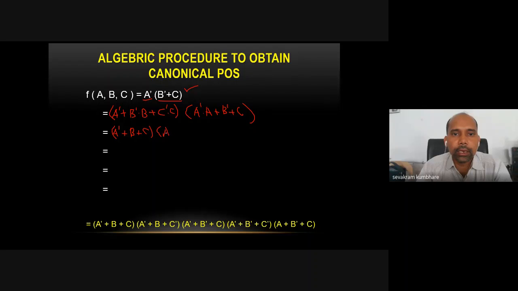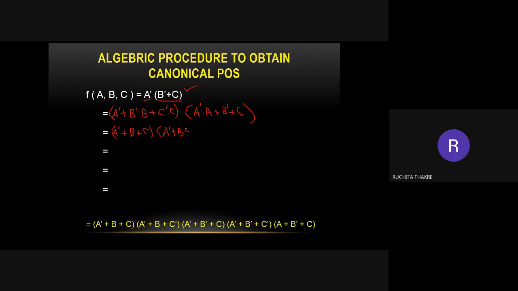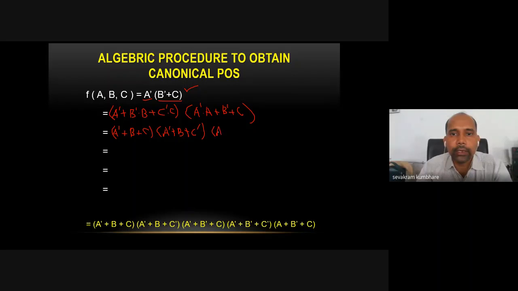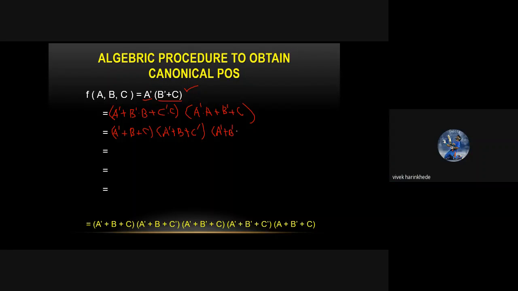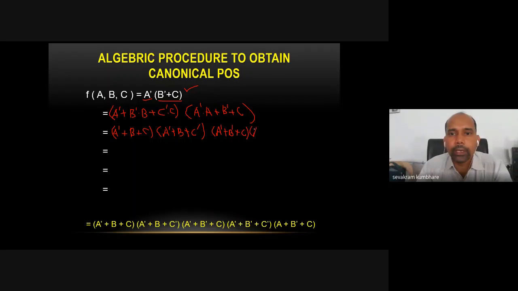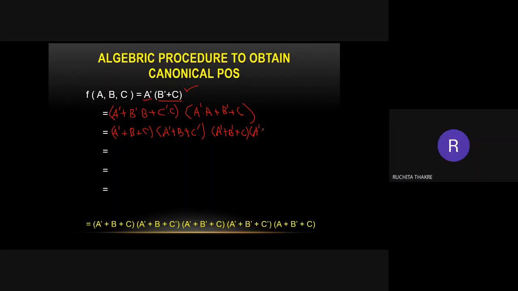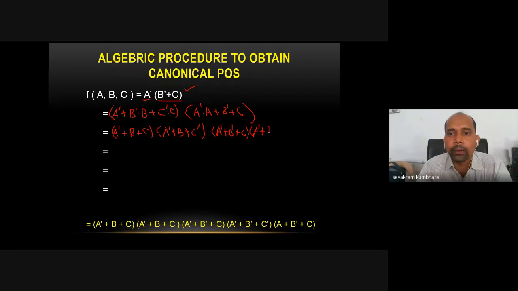Then A bar plus B plus C bar. Next I am taking A bar plus B bar plus C. Next I am taking A bar plus B bar plus C bar. Is it correct?